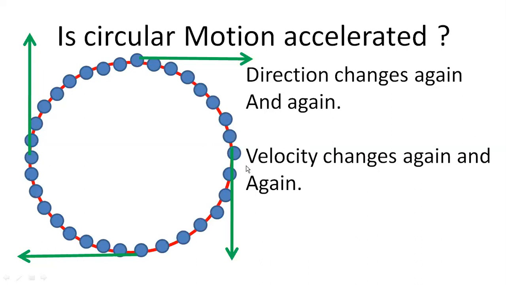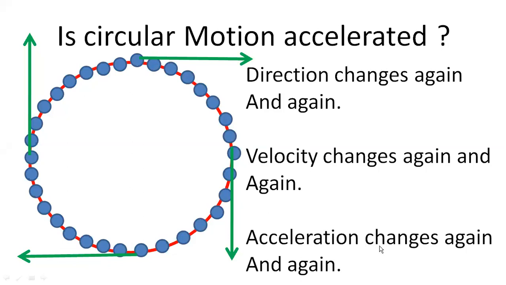Okay. Now if velocity is changing, the next quantity we get from velocity is acceleration. If direction changes, velocity will change because velocity is a vector quantity. And if velocity is changing, acceleration will also change because acceleration is nothing but what? Rate of change of velocity. If your velocity changes, acceleration will also change. Acceleration changes again and again. If direction changes again and again, velocity changes, and if velocity changes, acceleration will also change. Agreed?